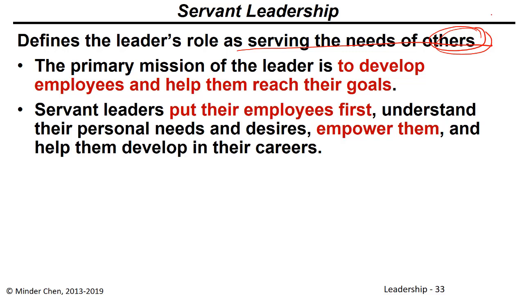Servant leaders put their employees first, understand the employees' needs and desires, and empower them and help them to develop the skills and knowledge they need to advance in their careers. So empowerment is very important as a servant leadership style.